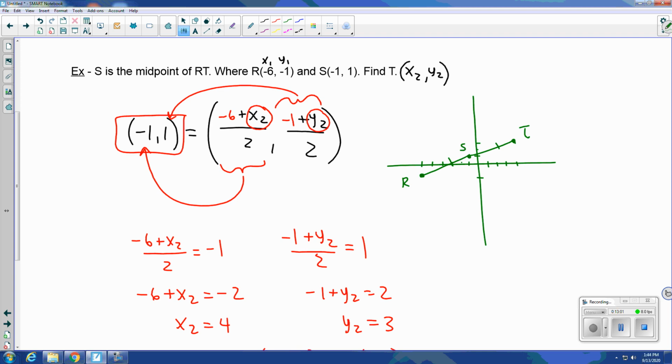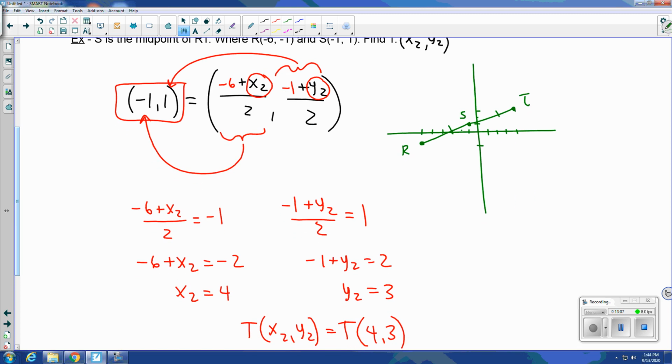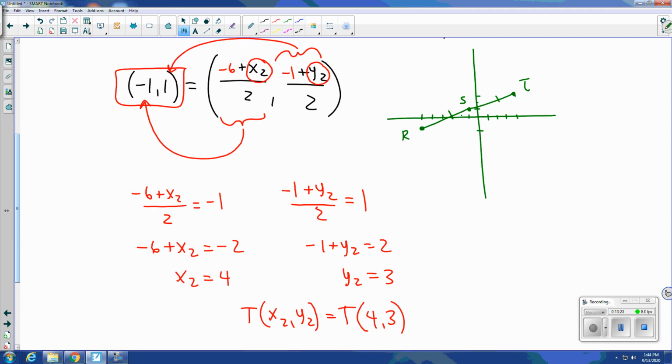Again, that is not a perfect distance with tick marks on a coordinate plane, but roughly I do see that S is exactly in the middle of T and R, so my calculation for T I would expect to be correct. And again, if I want to verify algebraically, I could always plug it back into the formula and make sure I get the value for the midpoint that they gave me.